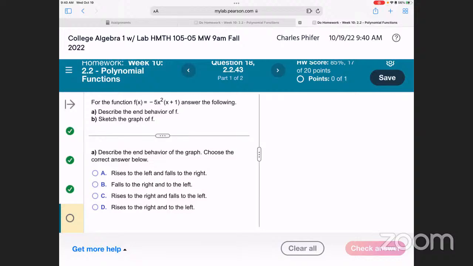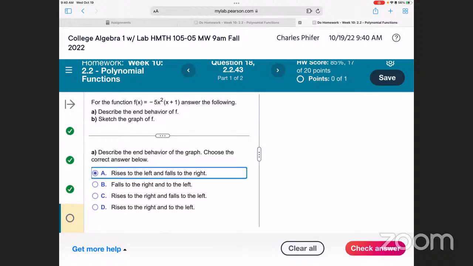If we expand this, we're going to get -5x to the power of 3, right? Not squared. Because the leading term is -5x cubed, that -5 tells us it falls to the right. Because the degree of the polynomial is 3, the other side does the opposite. So it rises to the left and falls to the right. The only one that does that is A.